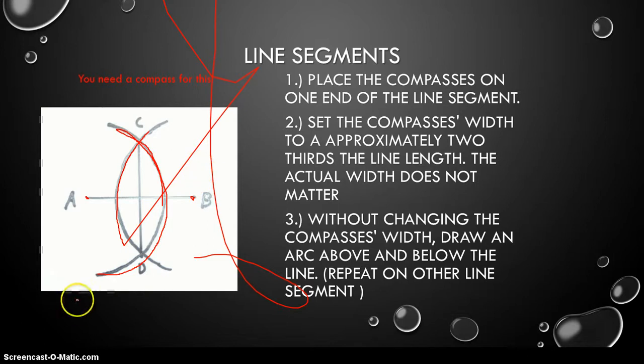And then where those two lines meet should be in the middle of the line segment, which you can label CD or 3 and 4, whatever you want to call it. And that's how you bisect a line.